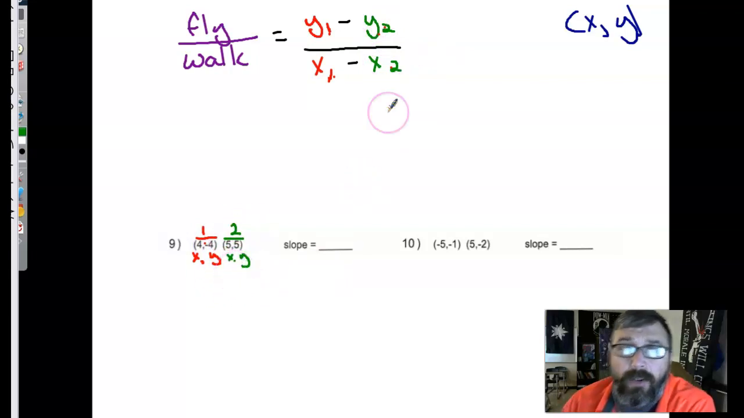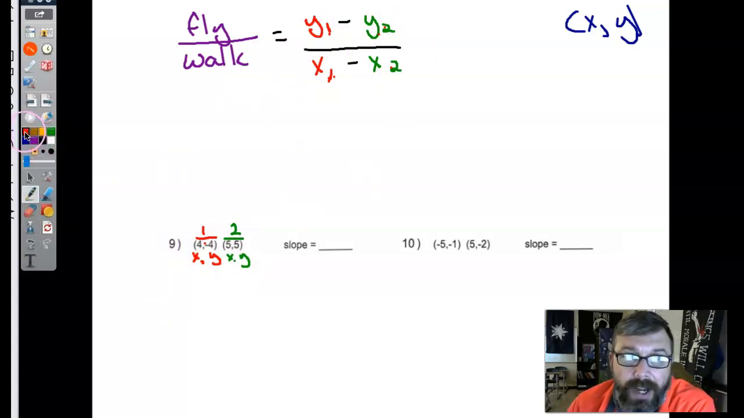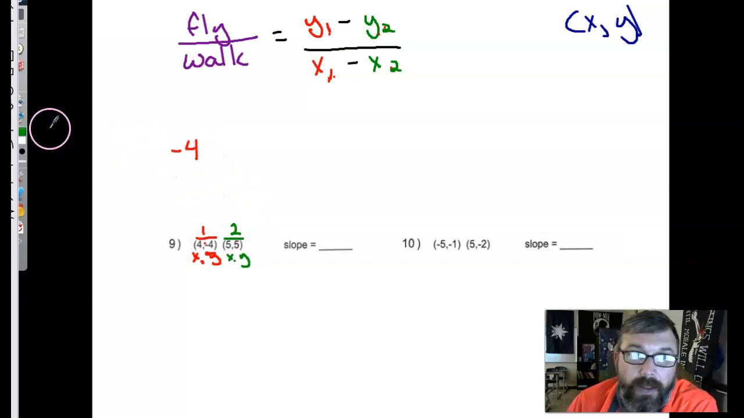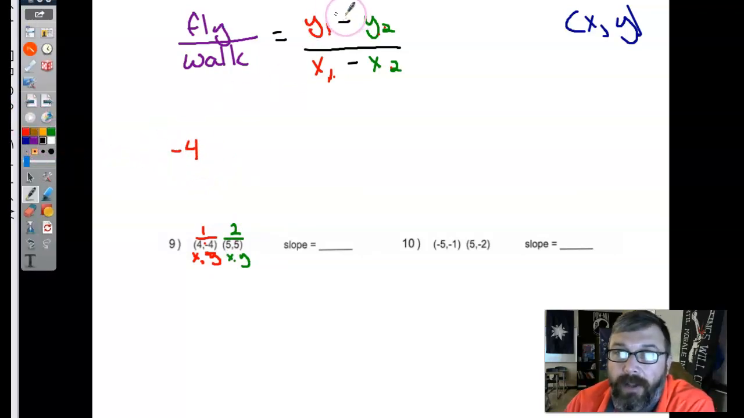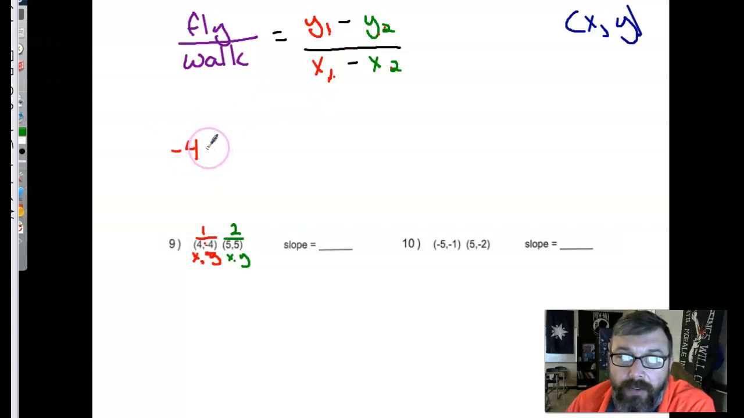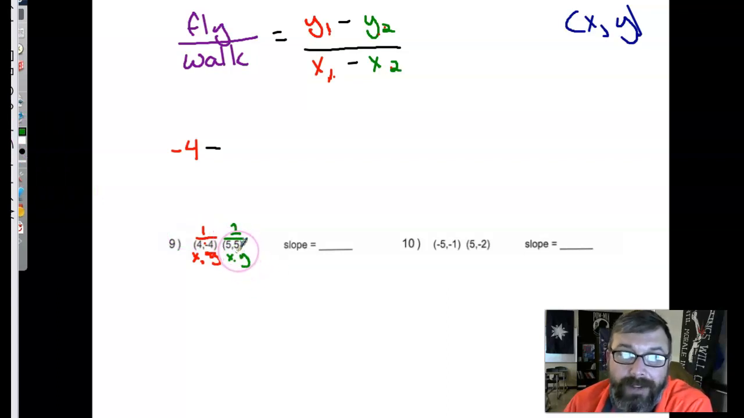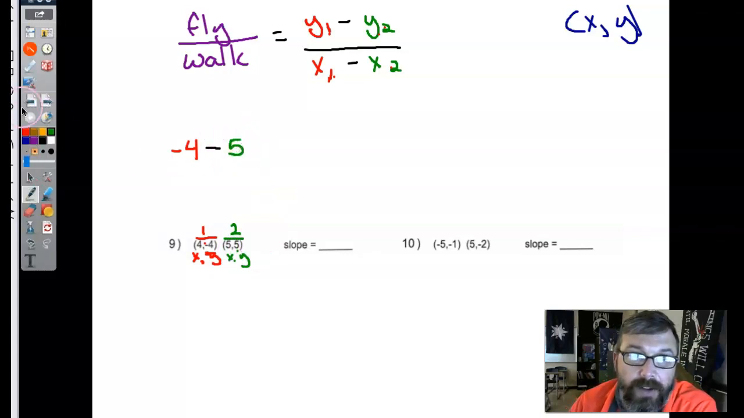So now all I have to do is substitute the information I know. I come down to my first point, y1. What is the y value of my first point? Well, that is -4. And then I look back at my formula and it says I need to subtract. So I'm going to subtract. And now I'm going to put y2, or the y value from my second point, which would be +5.